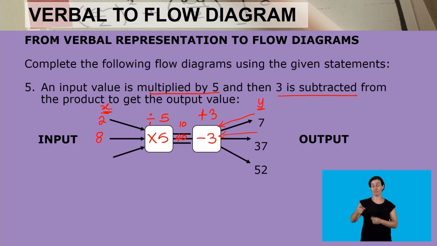Let's look at that last output value. That is 52. Now, 52 plus 3. Remember, we are using the additive inverse because we are working backwards. So 52 plus 3 will give us 55. And 55 divided by 5 gives us 11. So 11 multiplied by 5 is 55, and from that product we subtract 3, which gives us 52.